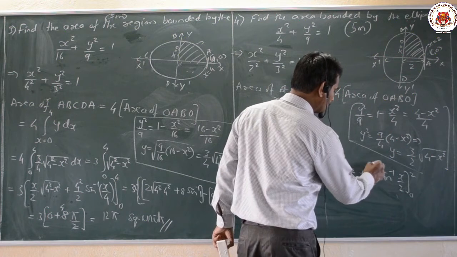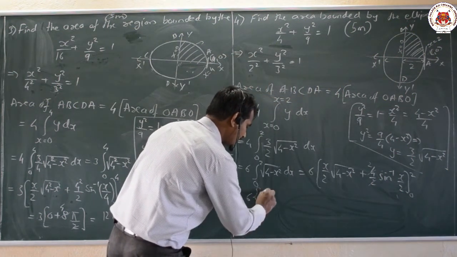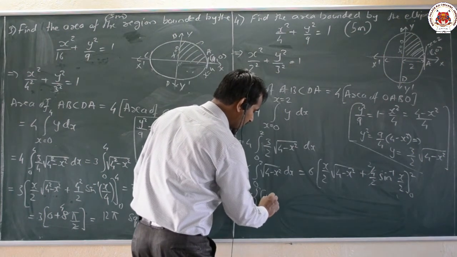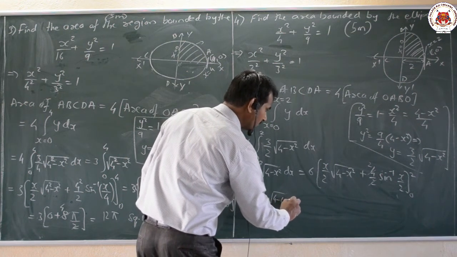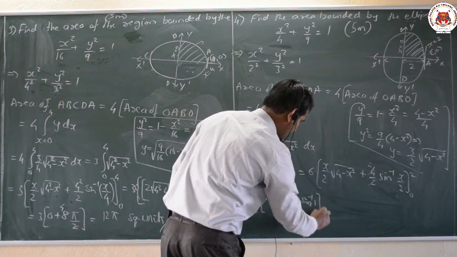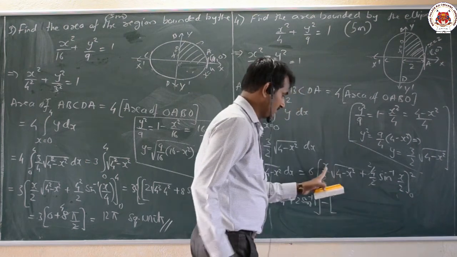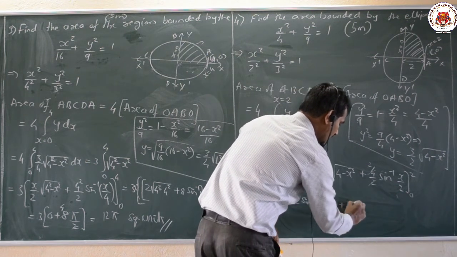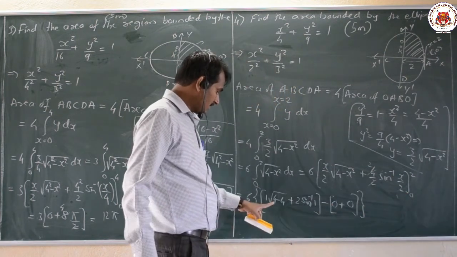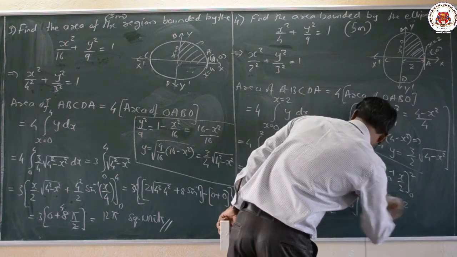Now what happens here? 2 ones are 2, 2s are 4 here. Now I will substitute the limits, which is equal to 6 into: substitute the upper limit, that is 2 by 2, that is 1, root of 4 minus 4, that is 0, plus 2 into sine inverse of 2 by 2, that is 1, upper limit substituted, then minus the lower limit. The lower limit is 0, substitute, and the whole term will be 0 here, because sine inverse of 0 is 0. Now this is 6 into 0 plus 2 into sine inverse of 1.